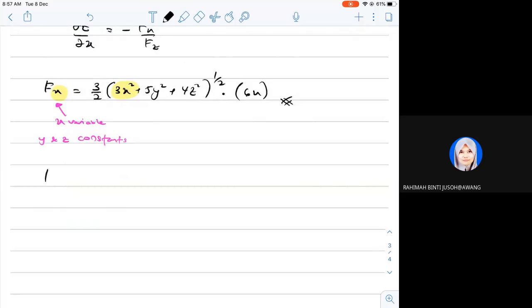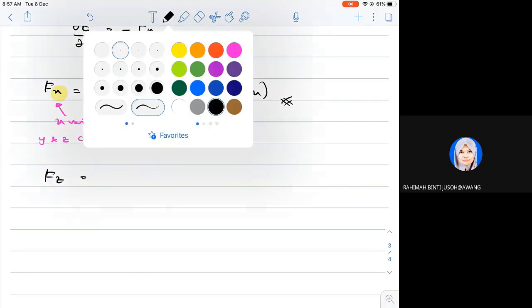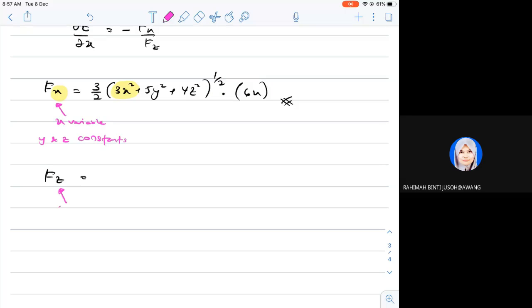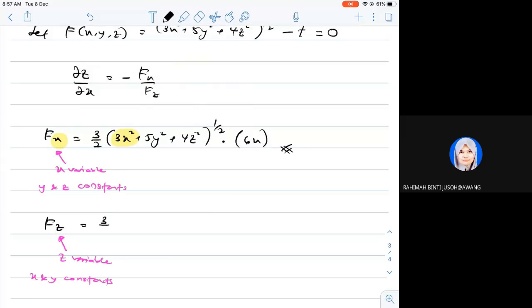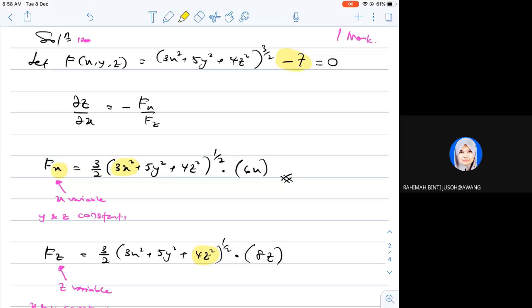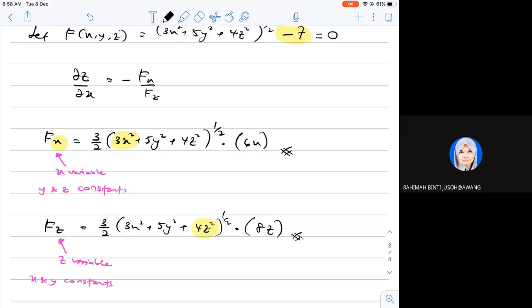Okay, and then next we need to find fz. Okay, fz. So now, z as the variable, dia akan jadi di partial derivative yang macam sama topik-topik sebelum ni. It's very simple. So z the variable, x and y are constants. Okay, so what happened here? We will have 3/2 again. Kita nak differentiate terhadap z sekarang ni. So 3x squared plus 5y squared plus 4z squared to the power of 1/2. And then multiply by, we need to differentiate 4z squared. Okay, so differentiate 4z squared, we will have 8z. And then differentiate -7, of course we get 0 lah juga. So settle, that's it.